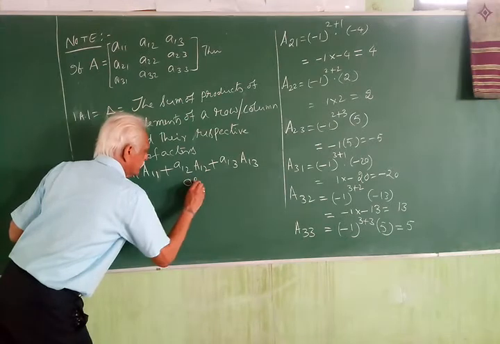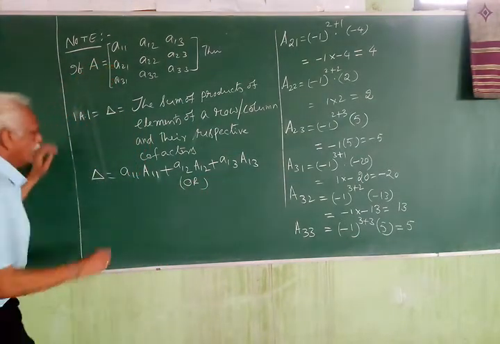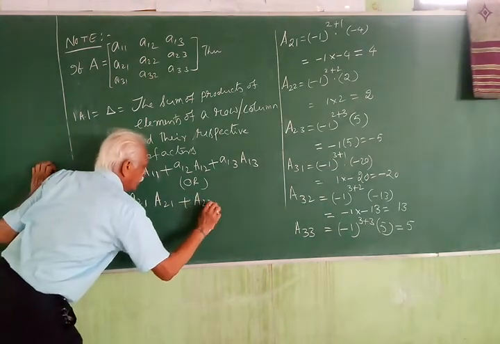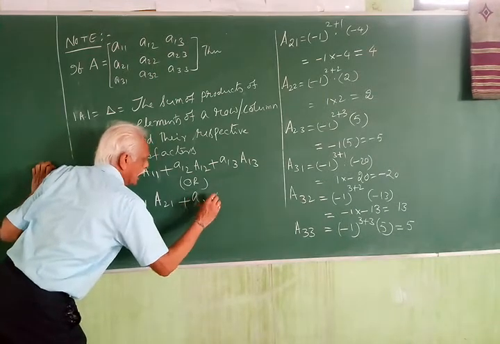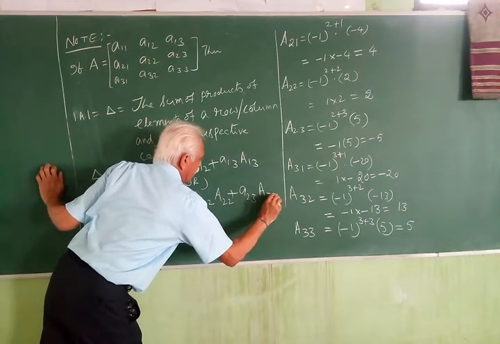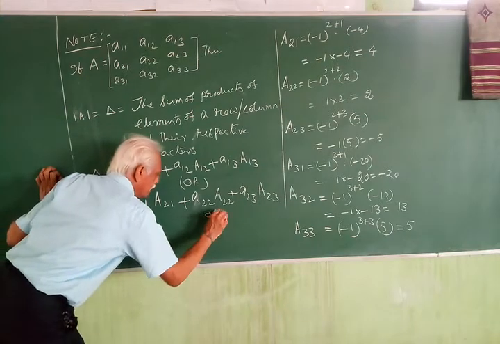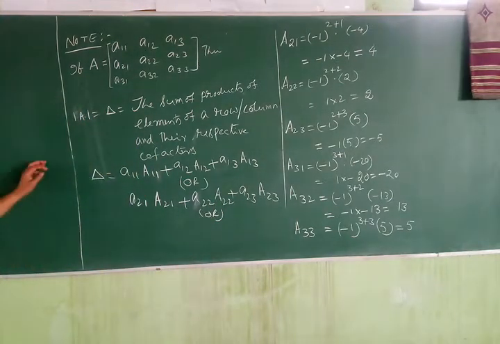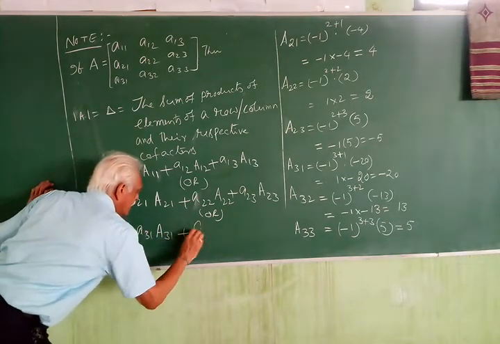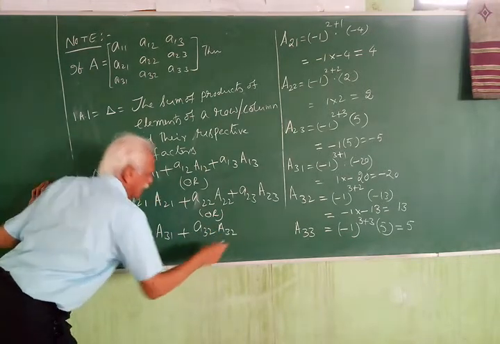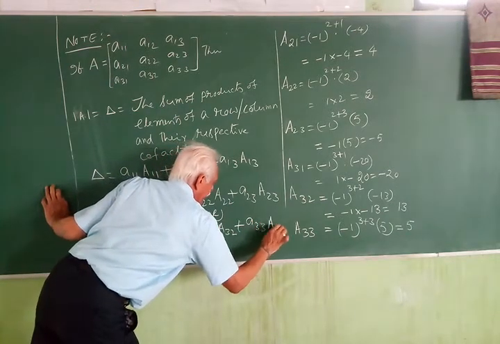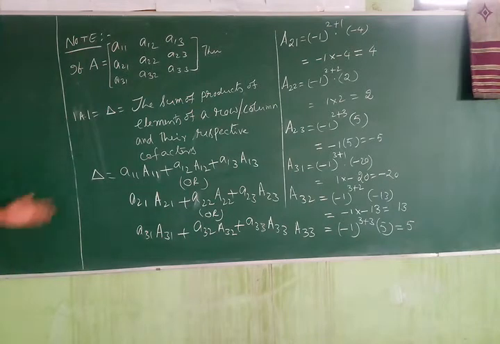Or, if you take this one, A21, capital A21, A22, capital A22, plus A23, capital A23, or A31, capital A31, plus A32, capital A32, plus A33, capital A33. You can use any of these formulas.